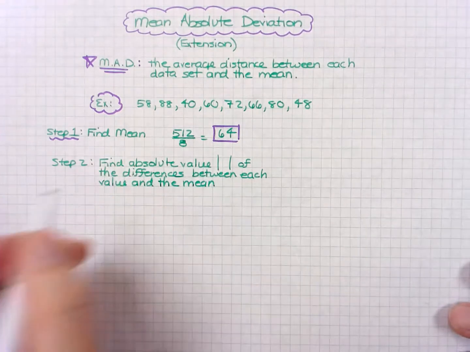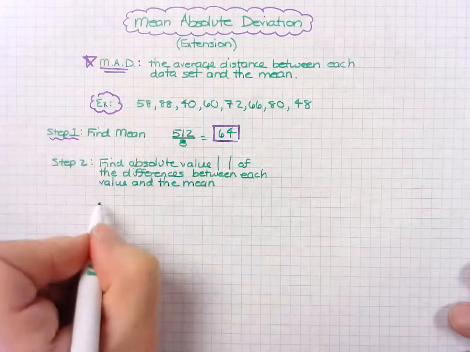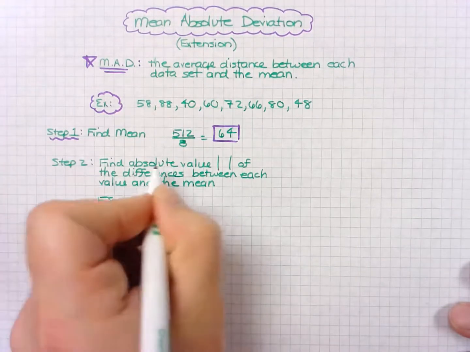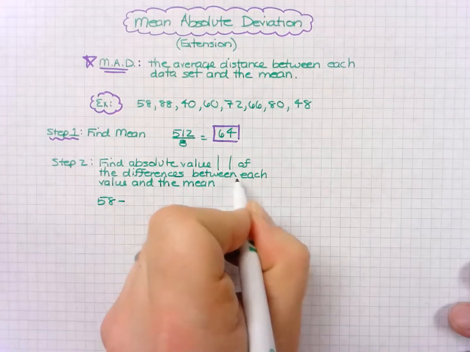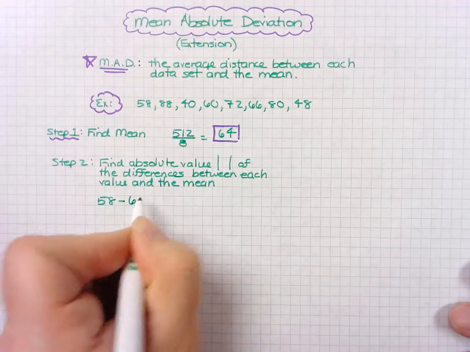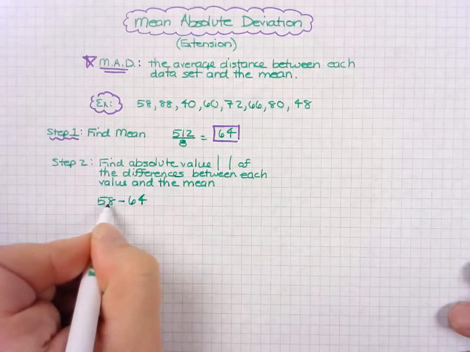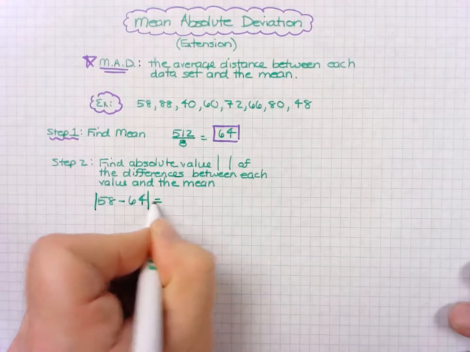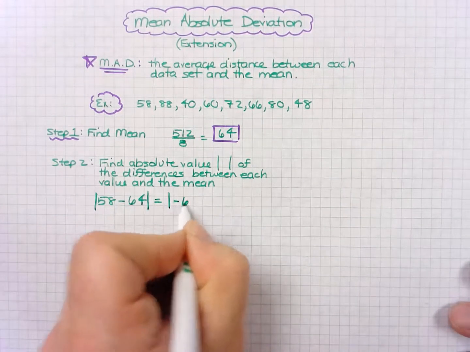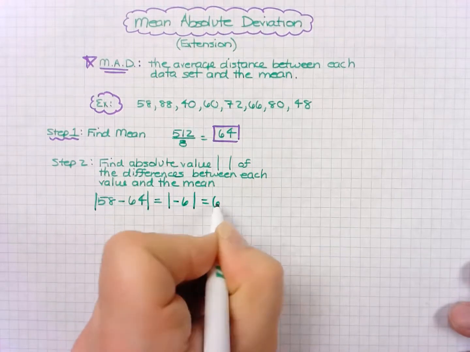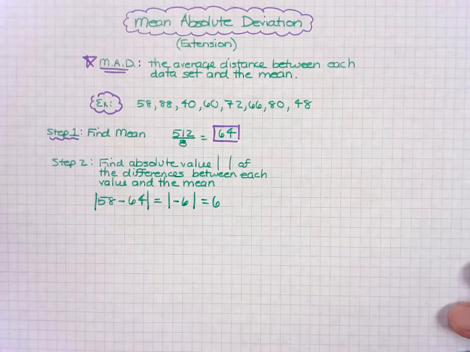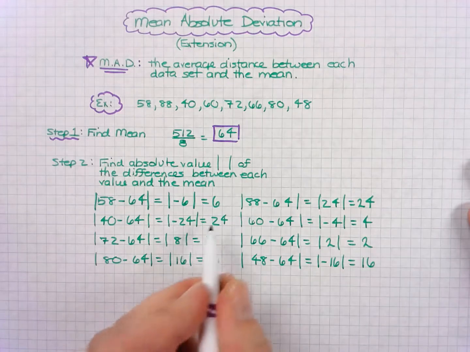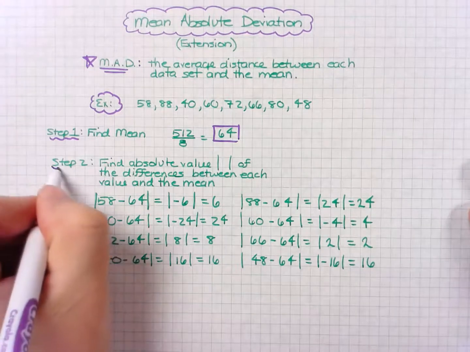So for example, my first data value is 58. The difference means subtract the mean. So let's take the data value minus the mean and take that absolute value. That gives me an absolute value of -6, which I know is 6. So try that for the rest of the data values. So you should get these answers, and so that's step 2.